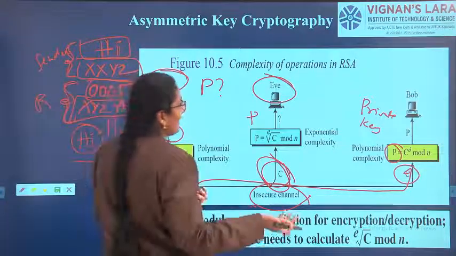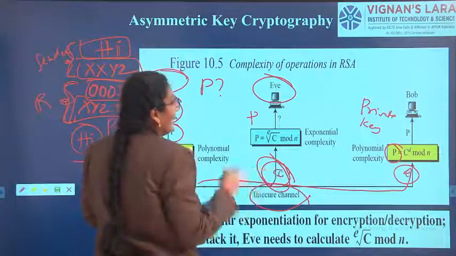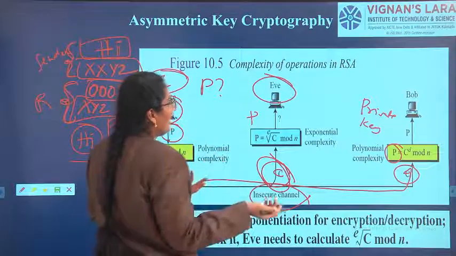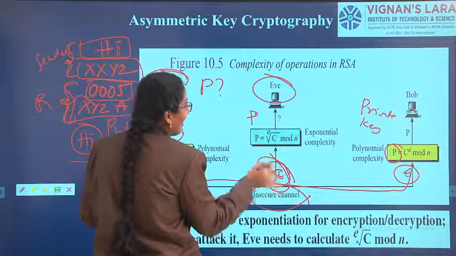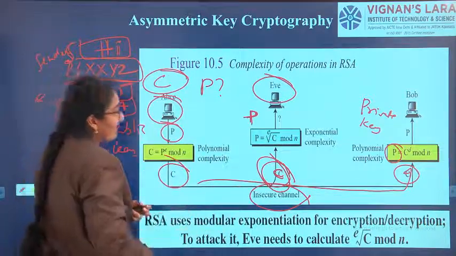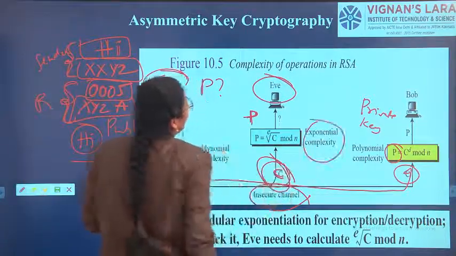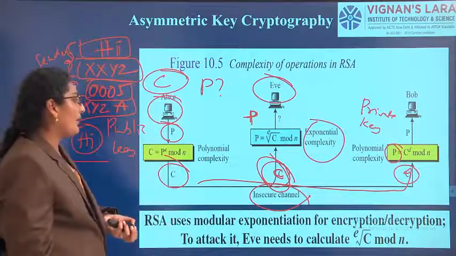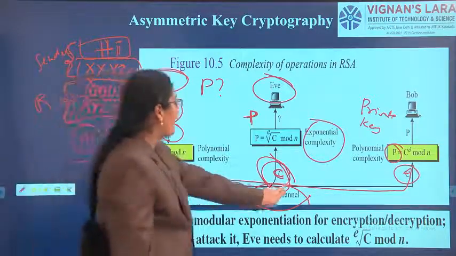But I am the attacker. I have only the ciphertext. I don't have the private key. Without having the private key, how can I convert this ciphertext into plain text? I cannot convert. Then what problem will I get? I will get exponential complexity, nothing but the encryption exponent.